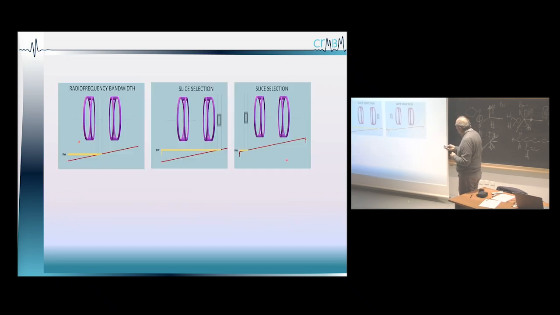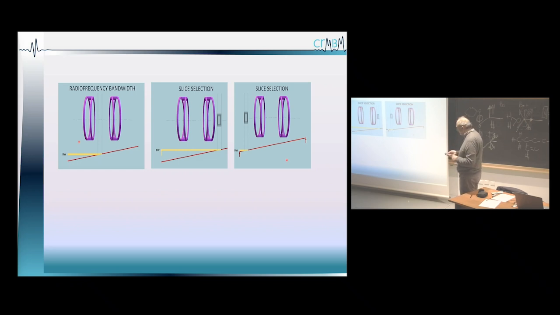So the slice selector gradient is quite easy to understand. You've got a gradient here, which means that the frequency will be different along the gradient. If you want to take this slice, you can use this frequency. If you want to take this slice, you can use the other frequency. So you know exactly what type of frequency you need to use according to the type of slice you need to get.